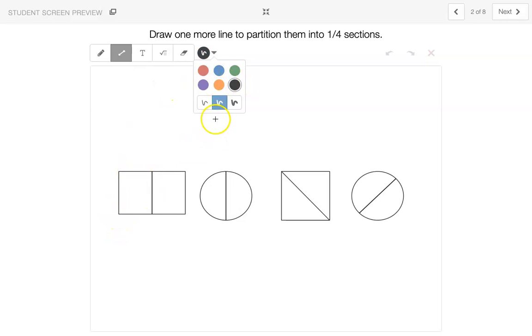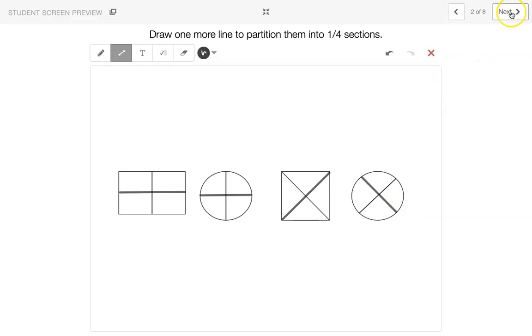Right now it's in 2s. Okay, but I can go from here to here. Now I have 4ths. It's pretty easy to go from 2 sections to 4, right? Going across the circle, first it was 2 sections and now it's 4 sections. Going diagonally, I have 4 sections, 4 equal sections. And going this way, just by adding one more line, I partitioned it into 4ths.